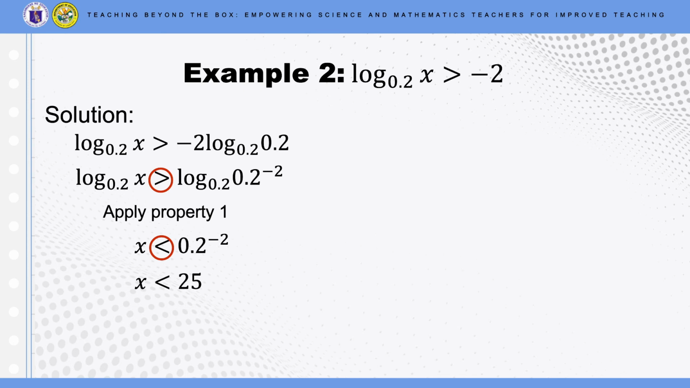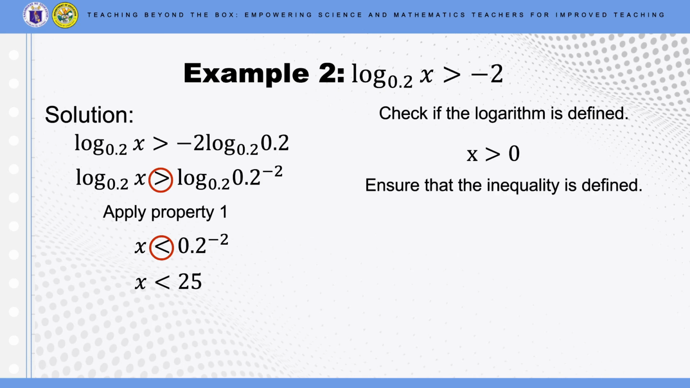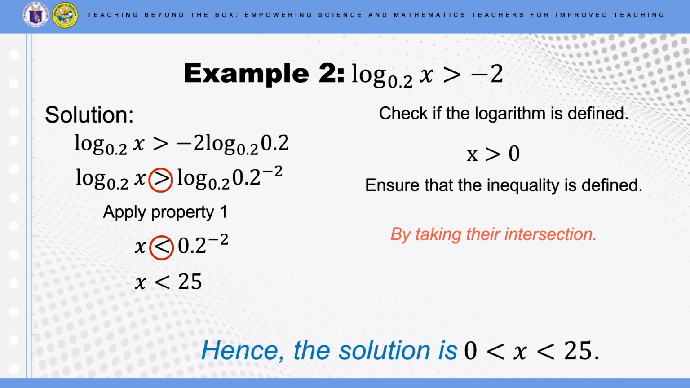Therefore, x is less than 25. Now let us check if the logarithm is defined. The logarithm is defined when x is greater than 0. Now let us ensure that the inequality is defined by taking their intersection. So based on the argument that x is greater than 0 and the answer is x is less than 25, therefore we can say that the solution is x is greater than 0 but less than 25.